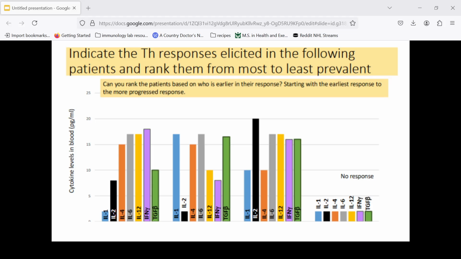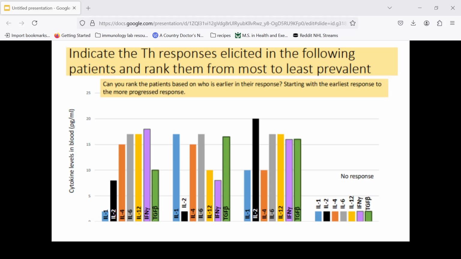What does IL-2 tell us about a response? Proliferation. So we were talking earlier today about our expansion phase of an immune response. IL-2 is a pretty good marker of our expansion phase. Patient number 2 has no IL-2, which means they're early in their response, that they haven't made it to that expansion phase yet. We're not doing any proliferation.